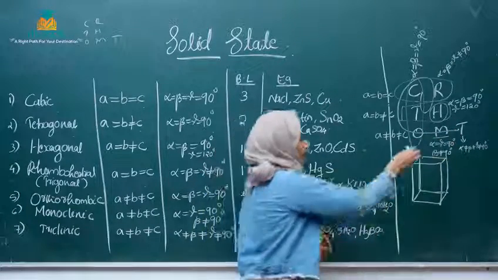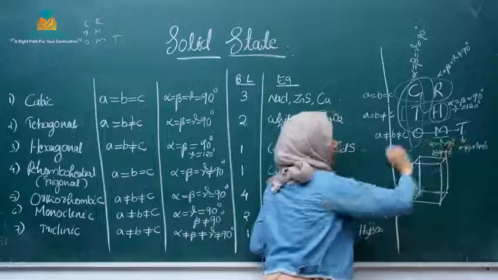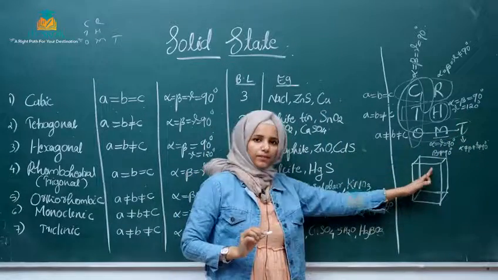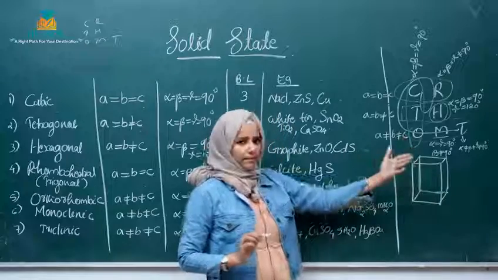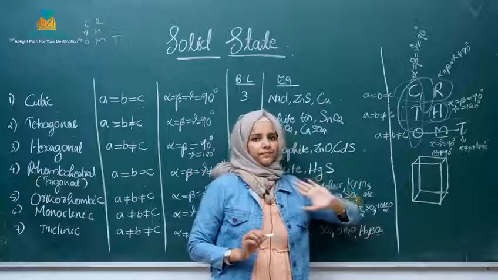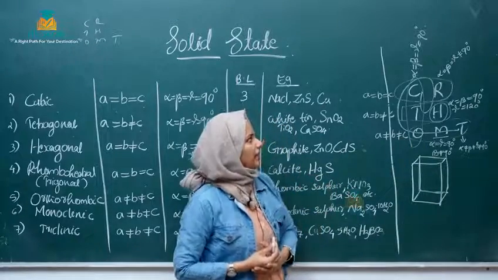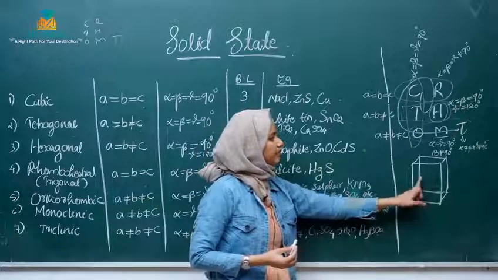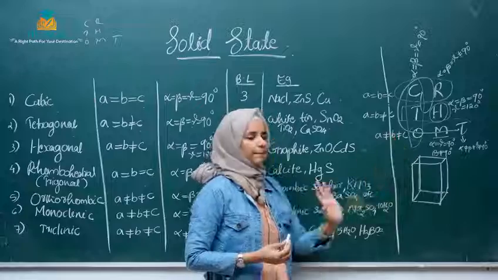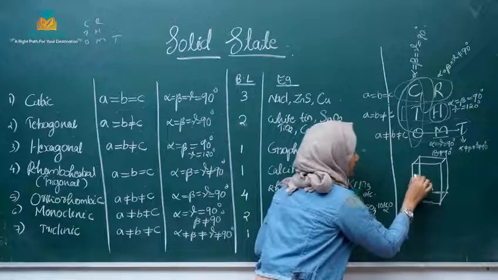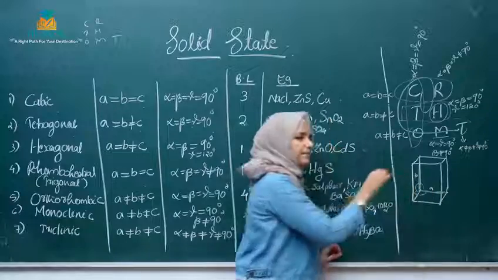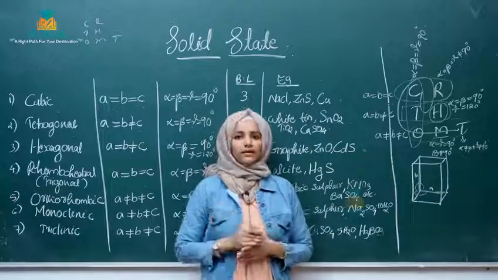So we understand it is a structure in the third row. In this structure A is not equal to B not equal to C, so maybe it belongs to these 3. Next we check the angles. The angle is between these axes or lengths. Suppose this is A, this is B, this is C. The angles between them are called alpha, beta, gamma. I told you in the last class.